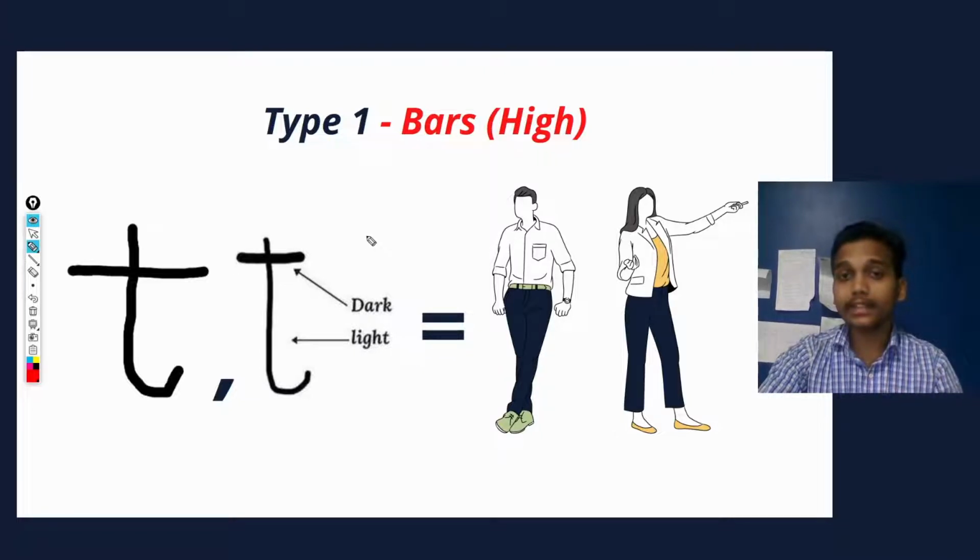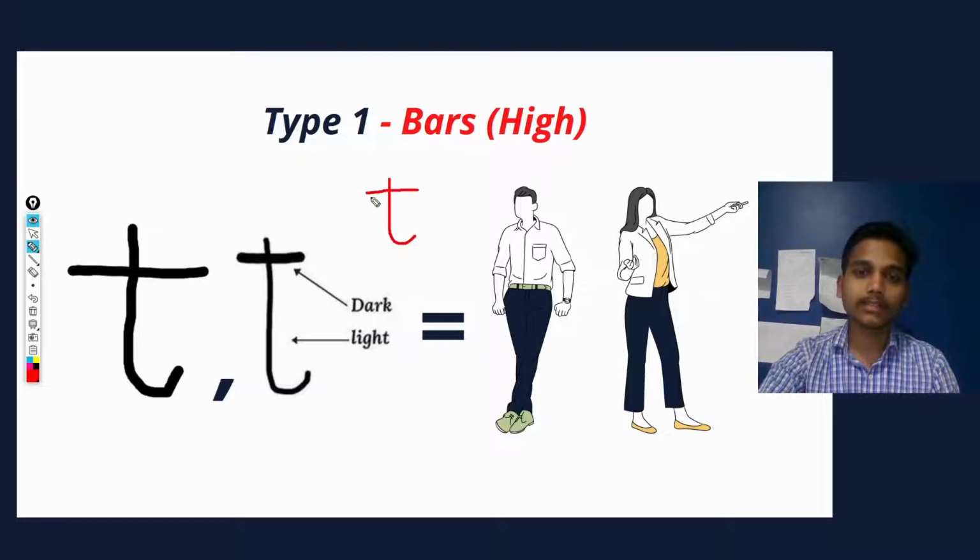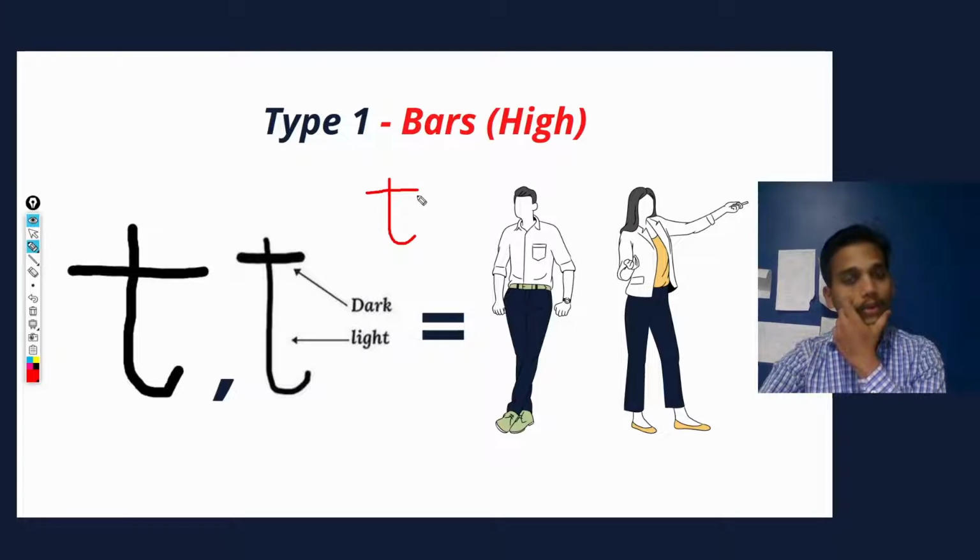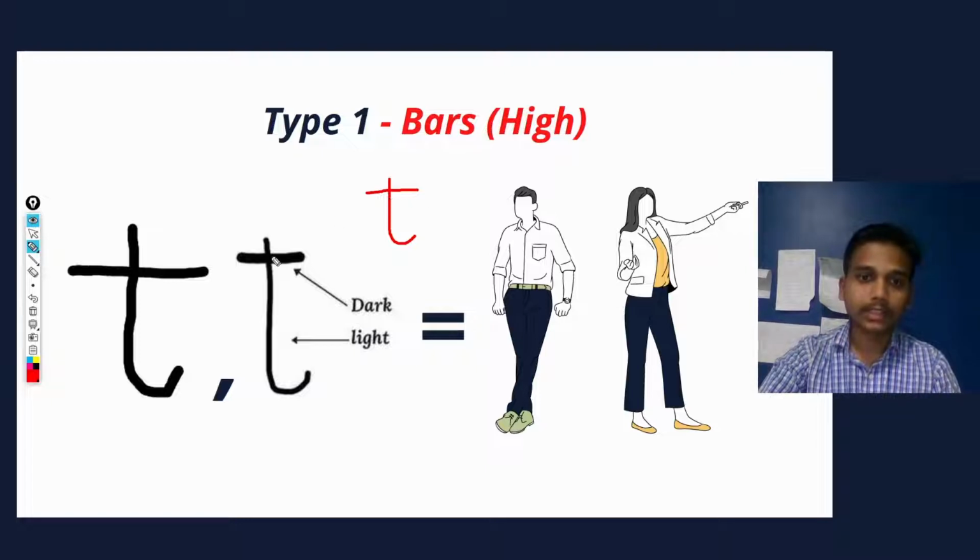So what it means is that the writer has good willpower. These people don't give up easily and are determined to succeed. Once they decide something, they will do their best to succeed at it. They don't just give up easily. So for example, if you have a T like this with a light bar, it shows that you have good self-esteem, yet the willpower is not there as much as this person has.